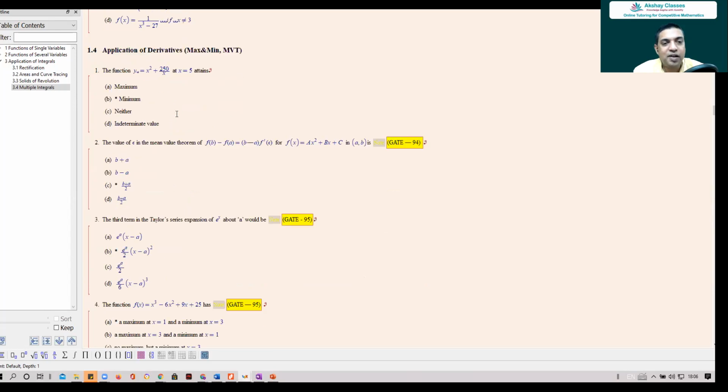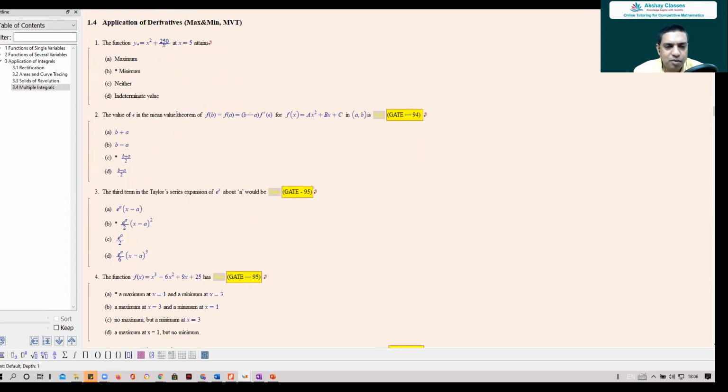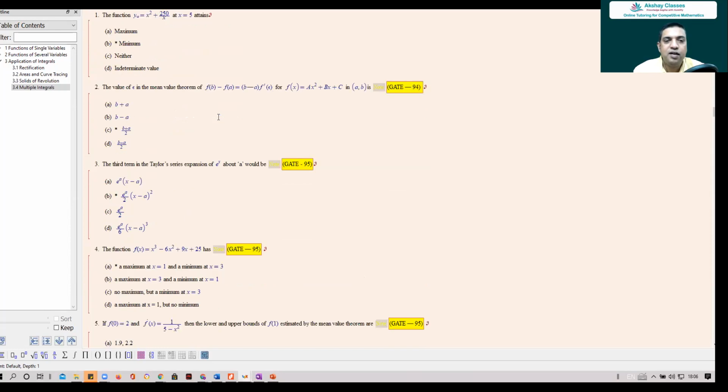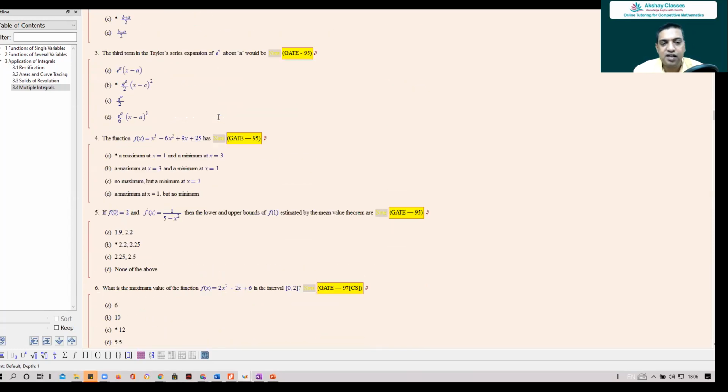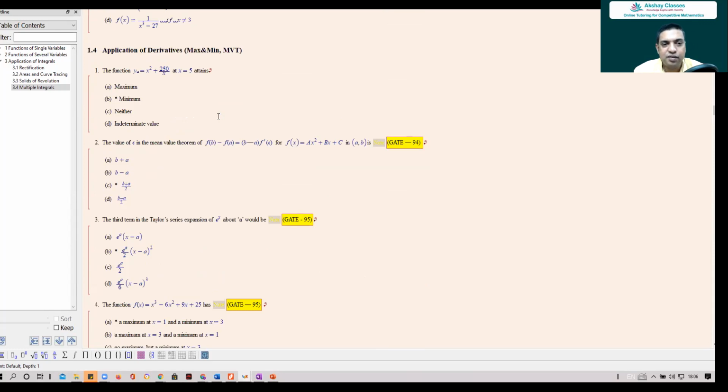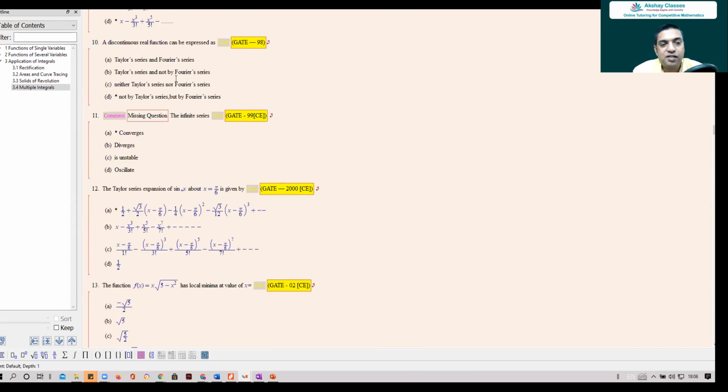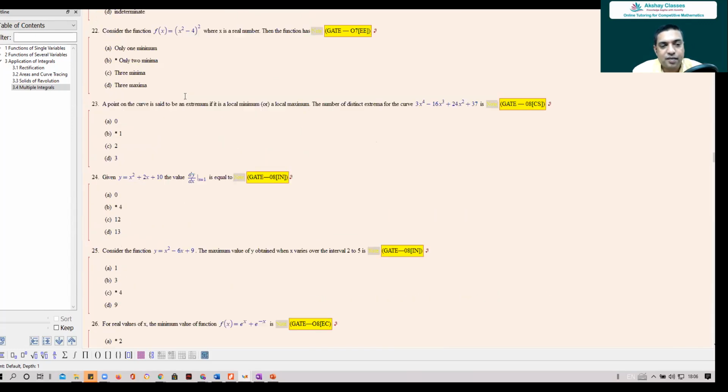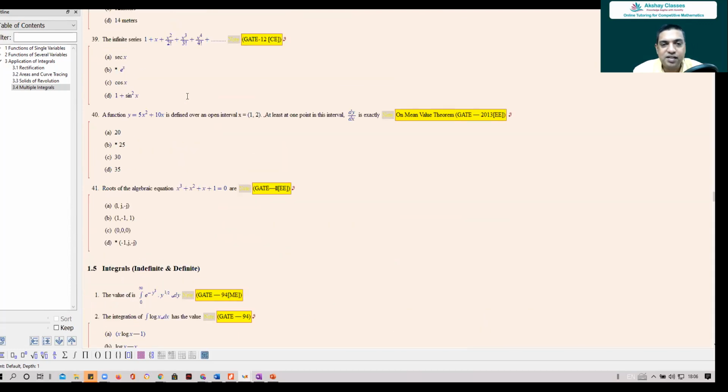And then application of derivatives, this is the maximum weightage. You see the number of questions. It has mean value theorems, maxima, minima, and series, Taylor series, and that is the section. And sometimes tangents and normals also come. So how many questions you have, you just see. 41 questions within 10 years in different departments. That means so much weightage.